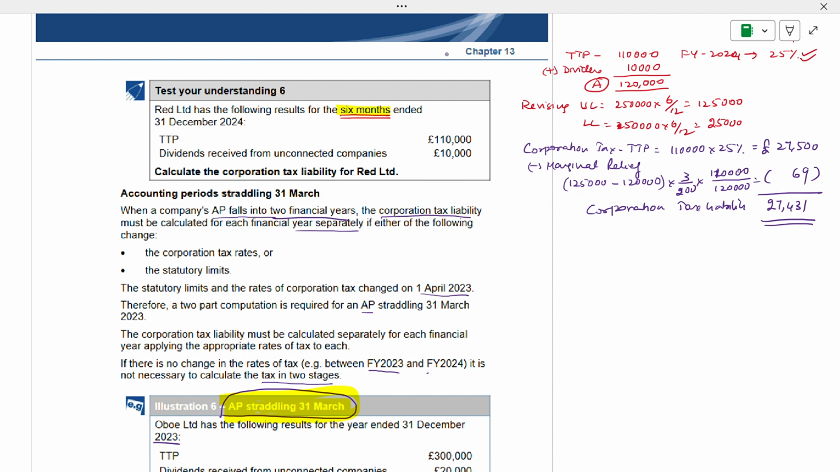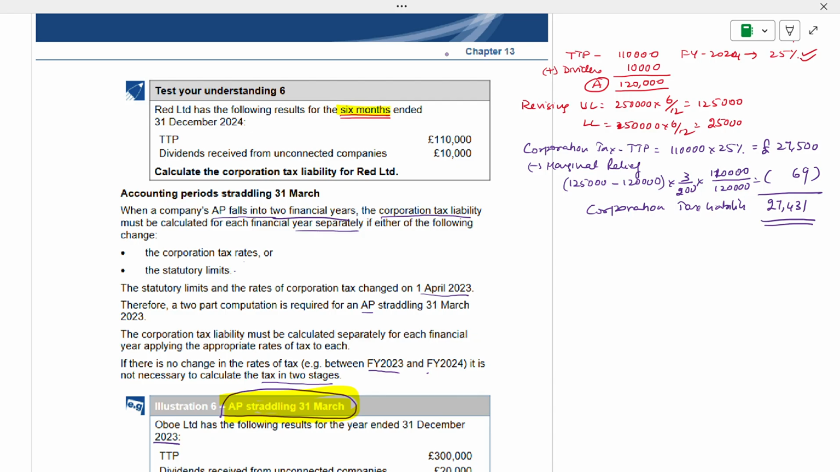See, here we are not talking about the accounting period. If the accounting period falls between two financial years, the corporation tax must be calculated separately. We are only calculating corporate tax separately. The statutory limit, there is no change in the tax rates. No, if the accounting period falls in 2 different years, we will use the different tax rates.